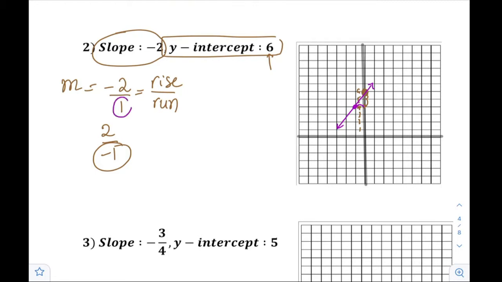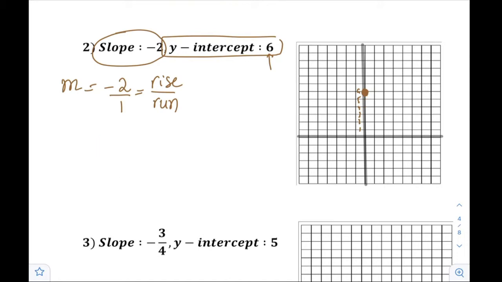The run is positive here, either using run positive or run negative with positive rise. So the rise over run is negative. That means the slope is negative. That means this line should decrease from left to right. So I'll go back and erase what I have done and change it again.